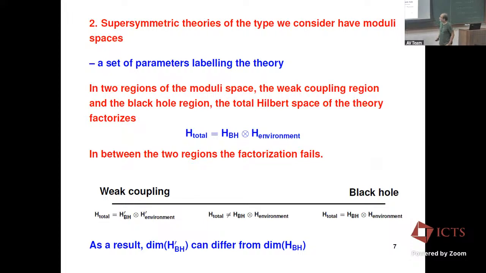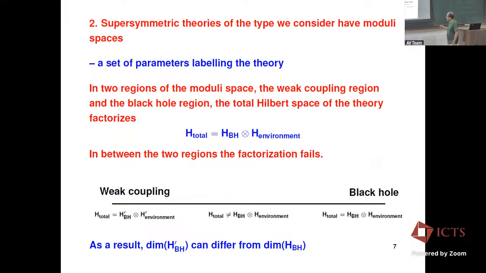The second reason that we have to do even more specialization is the following. As I said, we will be considering supersymmetric theories. These theories turn out to have moduli spaces, which means that we don't have a single theory, we have a set of parameters that label the theory. Now, there are two particular regions in this moduli space, one which we'll call the weak coupling region, and the other one we'll call the black hole region. In these two regions, the total Hilbert space of the theory factorizes.